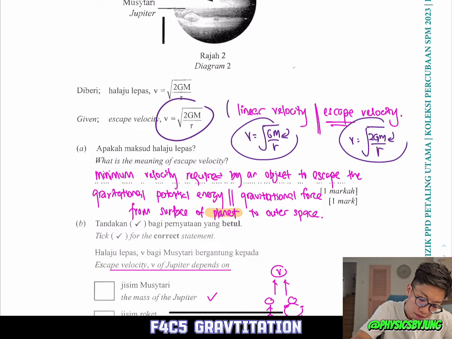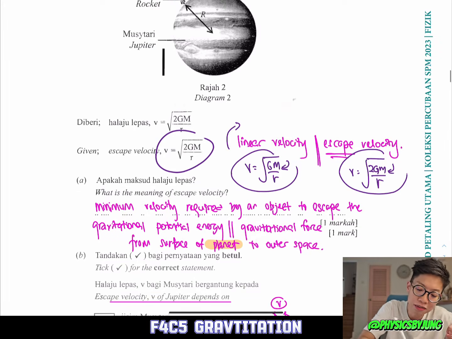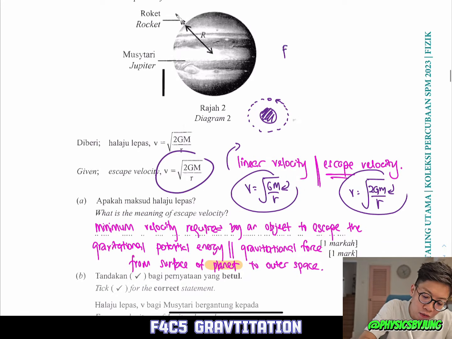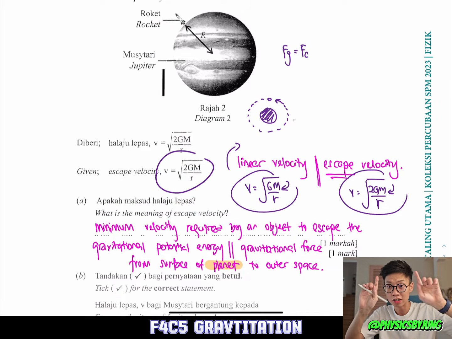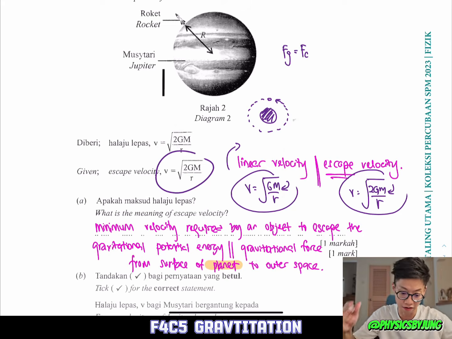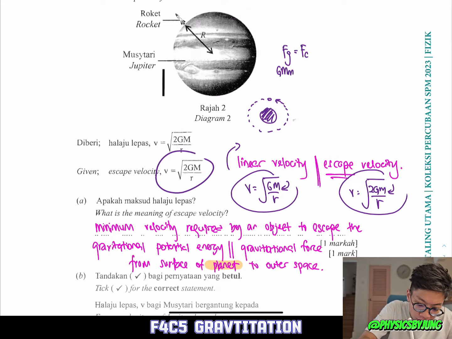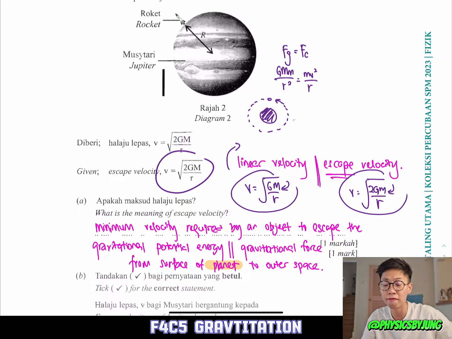For linear velocity, it usually means that the object is rotating around the planet. When there is a rotation around the planet, there is such a thing known as gravitational force, and also centripetal force. These two forces must be balanced. Your gravitational force is GMm over r squared, and your centripetal force is mv squared over r. Don't worry, these two formulas will be provided in the formula sheet.